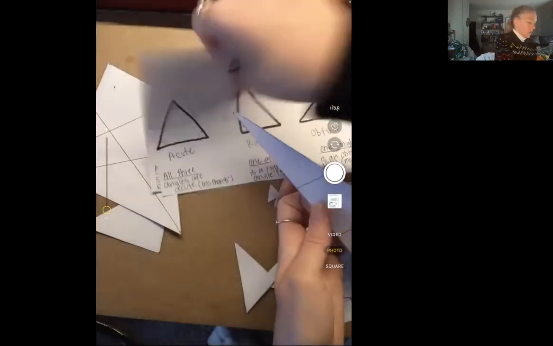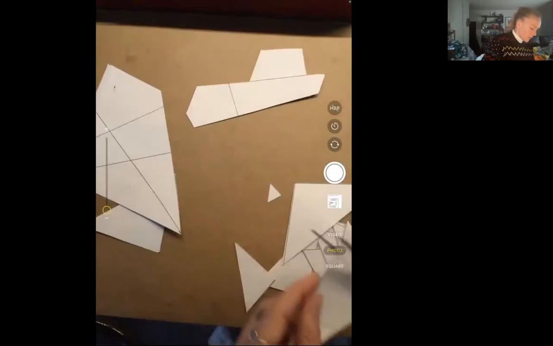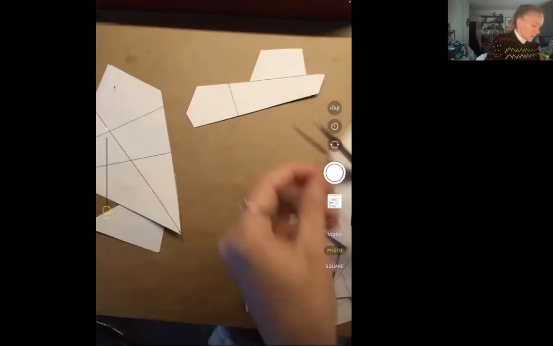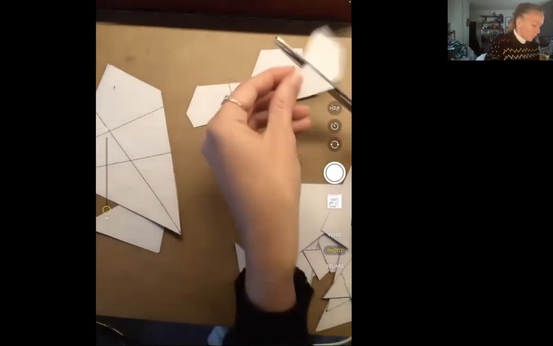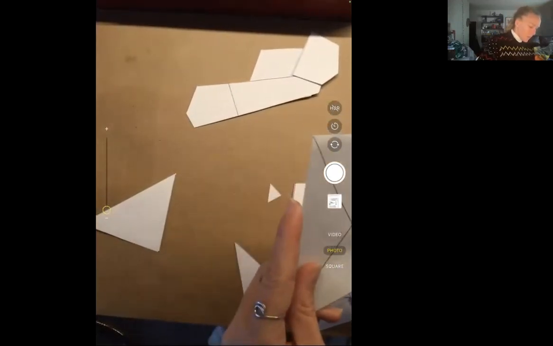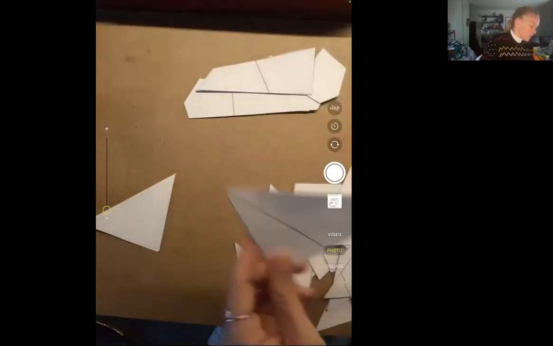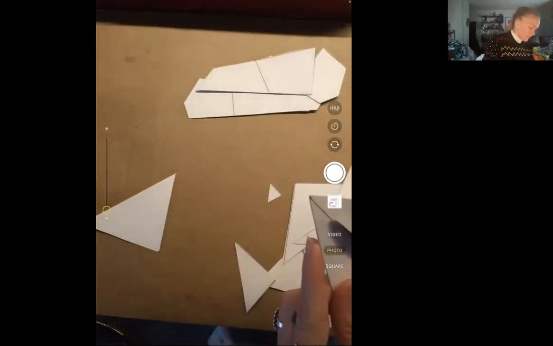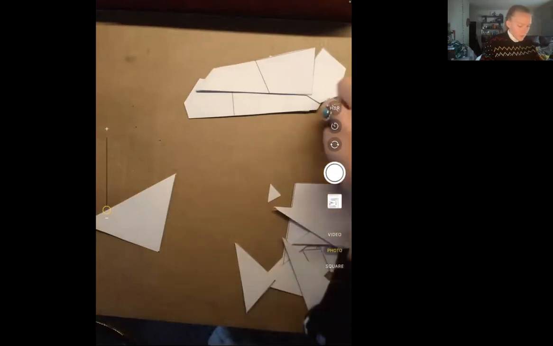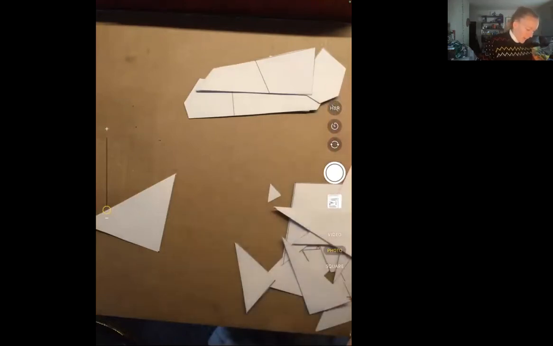Now I'm going to finish cutting out my triangles. Cut. Thumbs up. Remember, when you are done, I'm not done, so I'm not giving anybody a thumbs up. I'm going to put those in my junk.